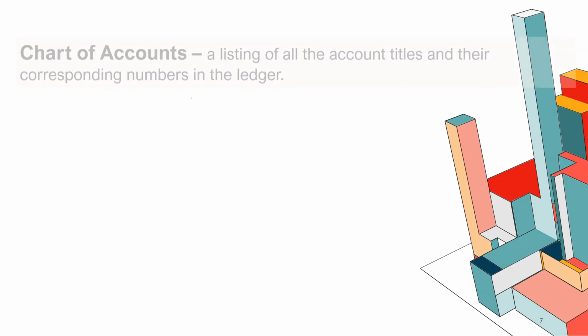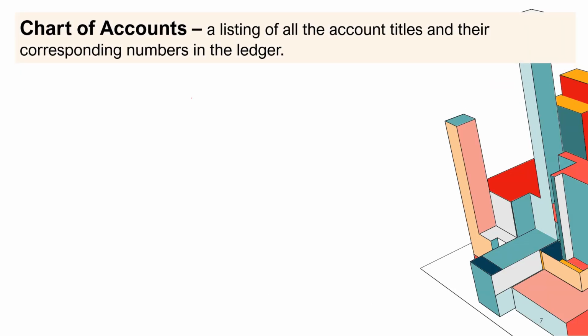Okay, let's move on to the chart of accounts. What is a chart of accounts? This is a listing of all the account titles and their corresponding numbers in the ledger. When you record a business transaction, you have to assign appropriate account titles for it. That's why we define accounting as an art of recording, right? So I hope you familiarize yourselves with the account titles I will be sharing, because it will be a great help when you record business transactions.